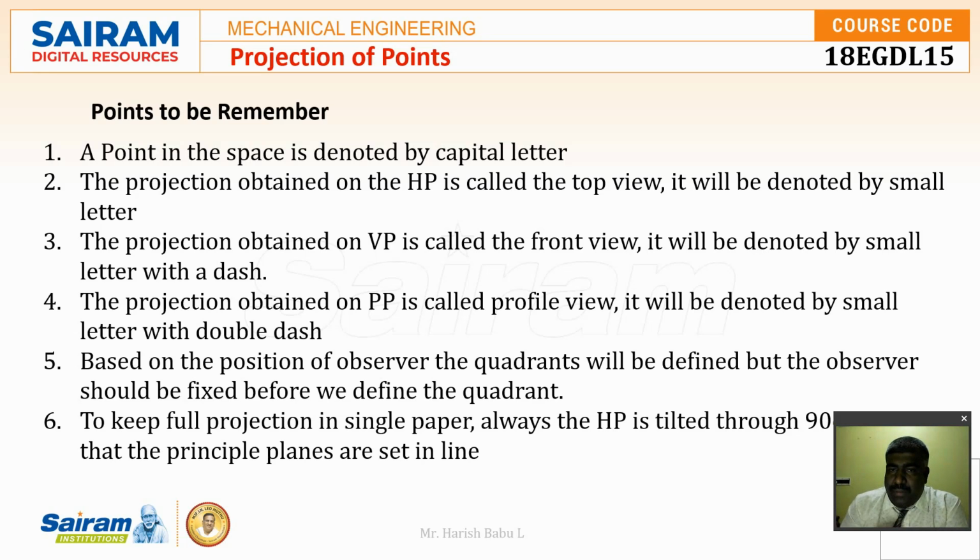The projection on the profile plane is called the profile view, which is nothing but a side view. It may be either the right side or left side view, and it will be denoted by a small letter with a double dash. Based on the position of the observer, the coordinates will be defined, but the observer should remain in a fixed position. As I said in the previous video, the observer can be on the right hand side or left hand side. Based on the position of the observer, the coordinate position will change. To keep all those views in a single layer or single paper, we rotate the horizontal plane by 90 degrees as well as the profile plane by 90 degrees, based on the quadrants.